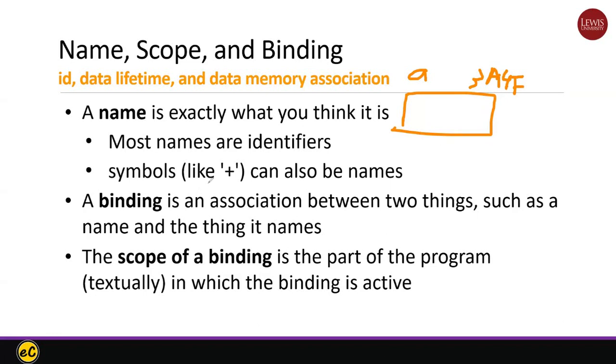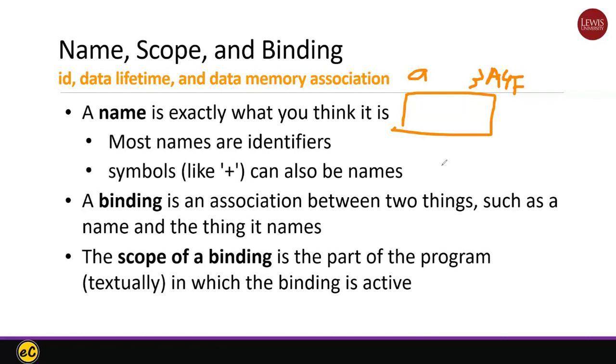So this name and the memory association, we call it binding. So binding is the association of two things, such as a name and the thing that it names. Similar to marriage: a husband and wife get associated together, we call it a marriage. It's actually a binding. Two people binding together, we call it a binding. So here, the name and the address of the variable, we have a binding. Okay, so that's the name.